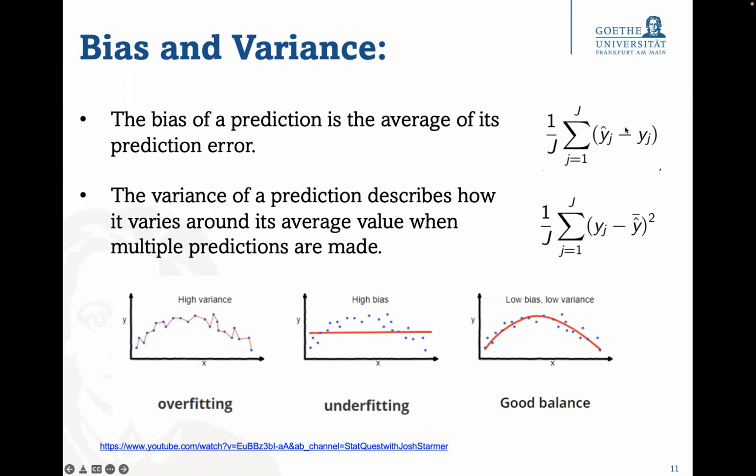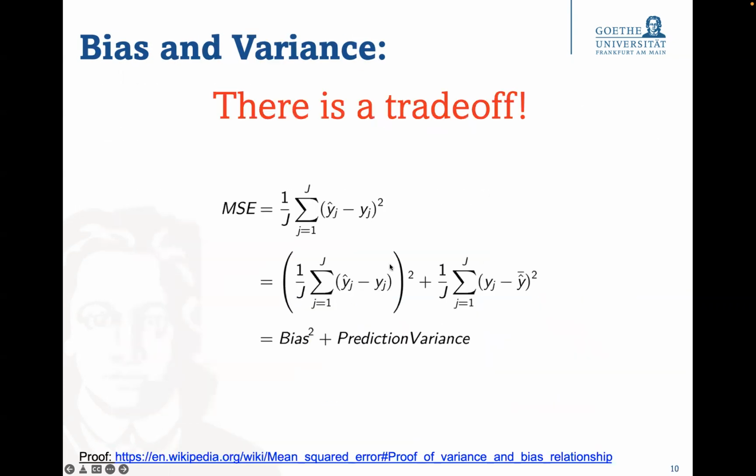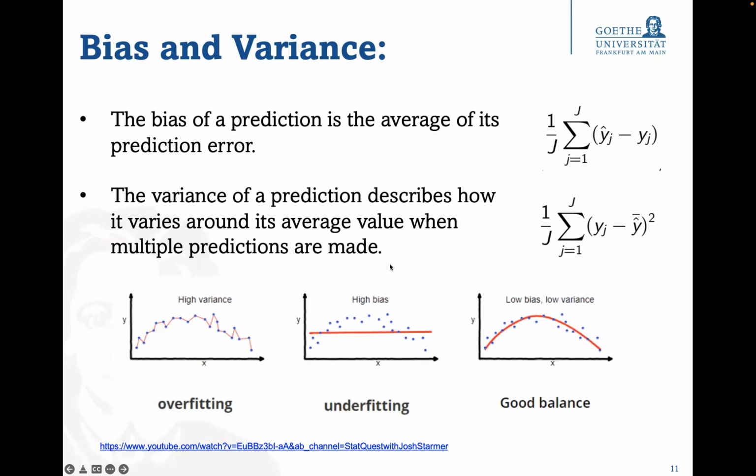So when you minimize the mean squared error, you need to find a sweet spot between having high bias or high variance. Okay.